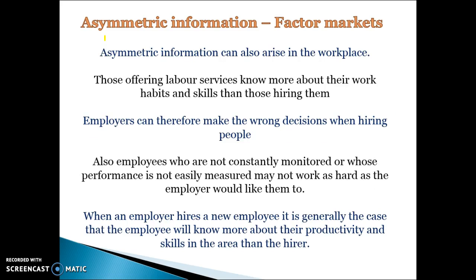Asymmetric information can also occur in factor markets. So in the workplace, those offering their services as workers know more about their skills and their habits compared to those hiring them. So employers can often make wrong decisions when hiring people, and that would be the adverse selection because they don't know enough about the employees. Also, employees who are not constantly monitored may decide to slack off. So the moral hazard may be that if you employ someone for a long period of time, they're on a fixed contract, they might not work as hard eventually because they know that they're getting their job and their income regardless. So when an employer hires a new employee, it's generally the case that the employee will know more about their productivity and skills.